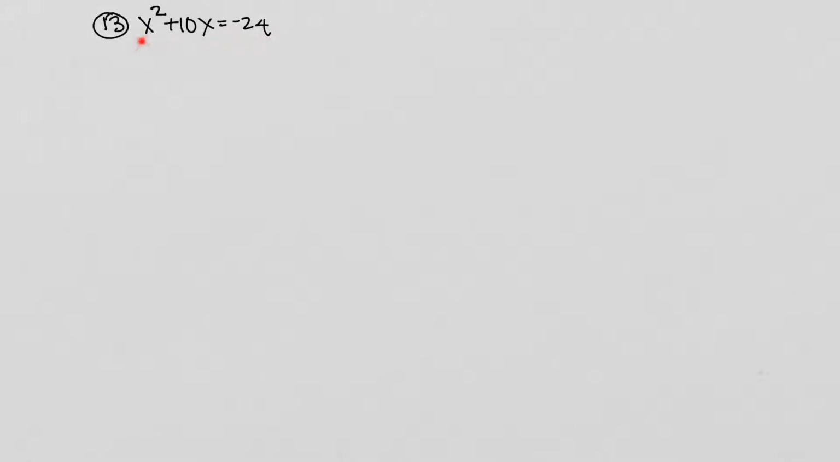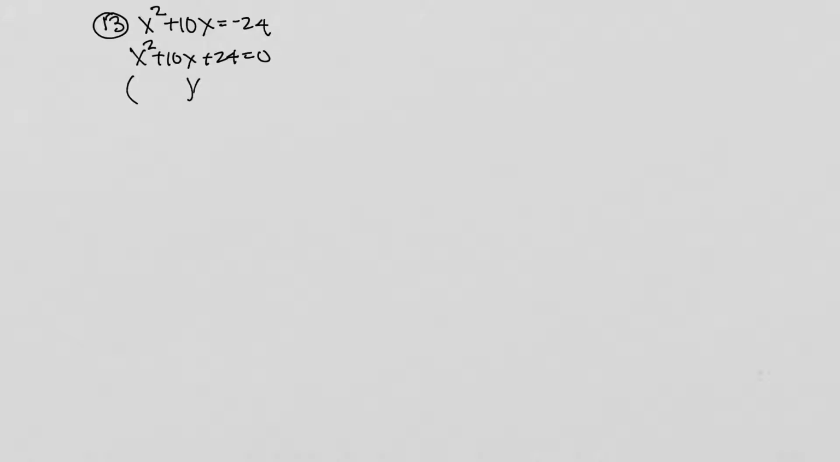So we've got a quadratic here. We want to solve it, and we know what to do. We want everything on one side, 0 on the other. We've got negative 24 on this right side. Why don't we add 24 to both sides to bring everything to the left side? So let's do that. We'll get x squared plus 10x plus 24 equals 0.